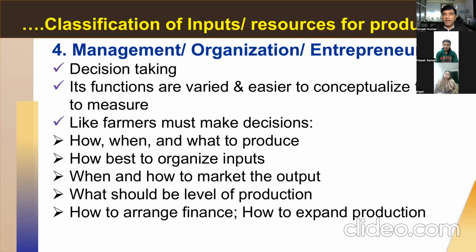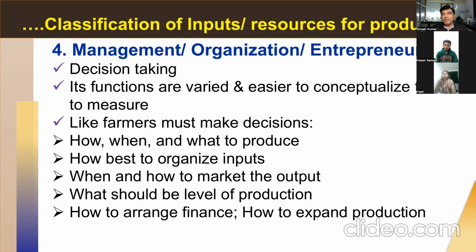Now, the fourth and last one is the farmer, the grower, the manager, the organizer, or entrepreneur. A lot of decisions are made by the entrepreneur or the farmer. So the main role is decision making. Its functions are varied and easier to conceptualize than to measure. Farmers must make a variety of decisions: how, when, and what to produce. What kind of crops should I select? It is his duty, his job.